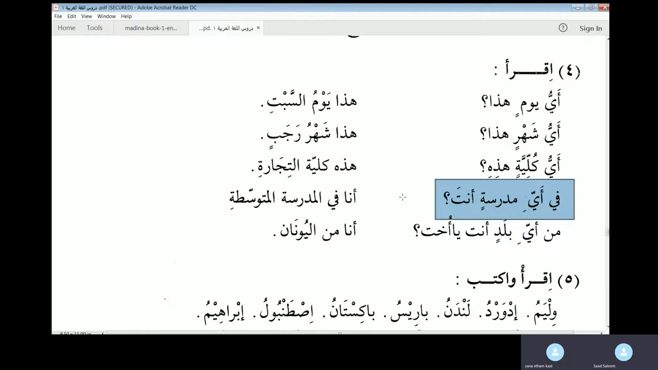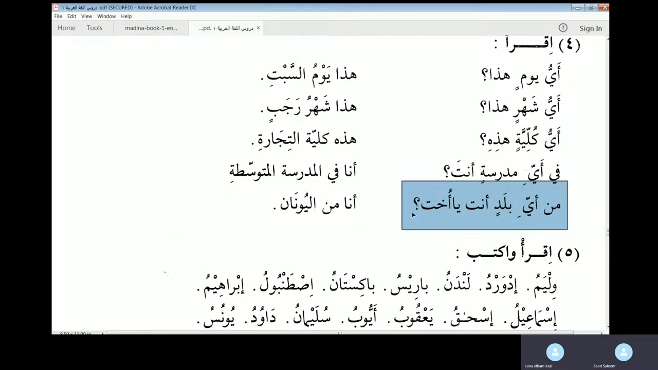Fi ayyi madrasatin anti? In which school are you? Ana fil madrasatil mutawassitati. Not madrasatul? No, because of the preposition fi, it is madrasatil. Okay. I am in the middle school.